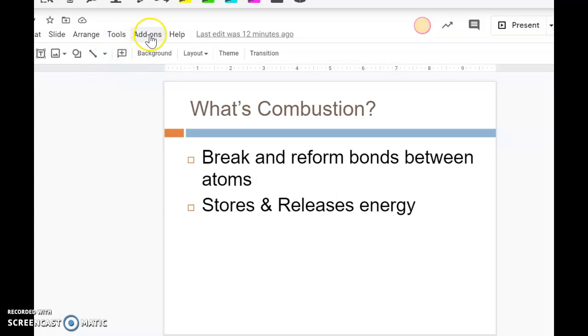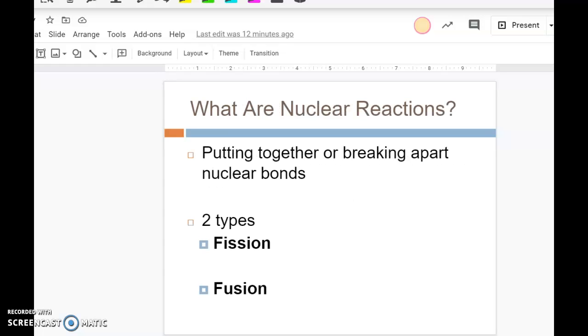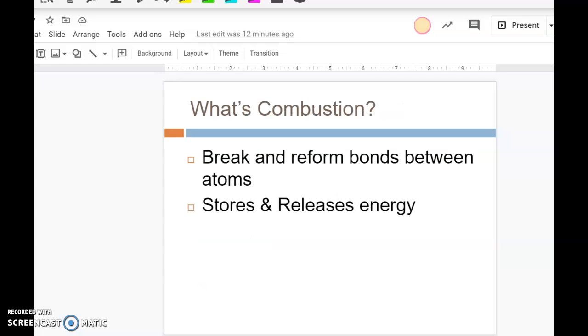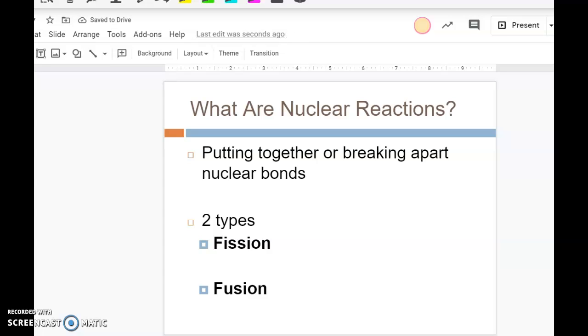So a combustion reaction is one type of reaction that stores and releases energy. Another type is nuclear reactions. Nuclear reactions are putting together or breaking apart nuclear bonds. Remember, those nuclear bonds are really, really strong bonds. So they're going to hold a lot of energy and release a lot of energy. Whereas with combustion, we had weak bonds there. That's your bonds between atoms. So those weak bonds are going to store a little bit or release a little bit of energy when the bonds are stored, released, formed, broken. So with nuclear reactions, we're talking about a whole lot more energy. There's 2 types of nuclear reactions. There's fission and fusion. That's what we're going to talk about now.